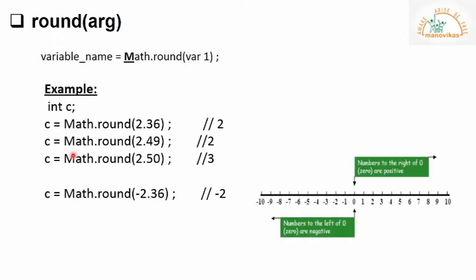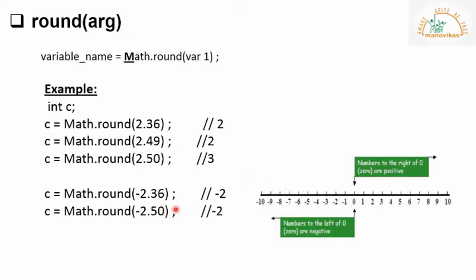So now here, look at this example. Minus 2.36 appears here, and it lies between minus 3 and minus 2. So minus 2.5 appears here and minus 2.36 appears here. So now minus 2.36 is bigger than minus 2.50. So it will be rounded to the higher integer, higher negative integer, that is minus 2.